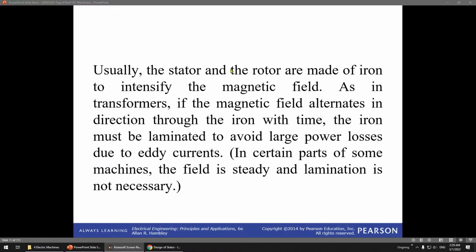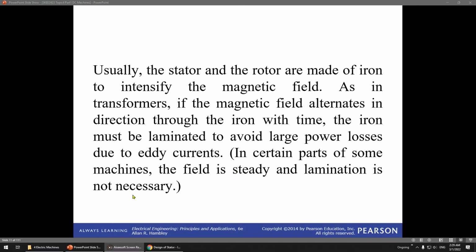Usually the stator and the rotor are made of iron to intensify the magnetic field. As in the transformer, if the magnetic field alternates in direction through the iron with time, the iron must be laminated to avoid large power losses due to eddy current.